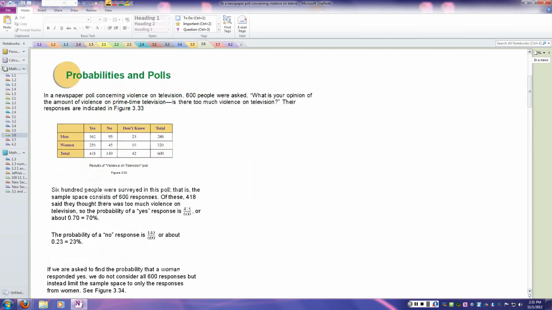So probabilities and polls. In a newspaper poll concerning violence on television, 600 people were asked, what's your opinion on the amount of violence on primetime television? Is there too much violence on television? And here's where the response is. Yes, no, I don't know. They were divided up into men and women. So we get the table of responses here. And from this section, you'll really get an idea how statistics are put together and how they can spin things to make it look a certain way.